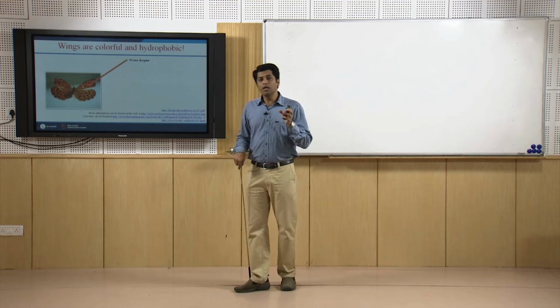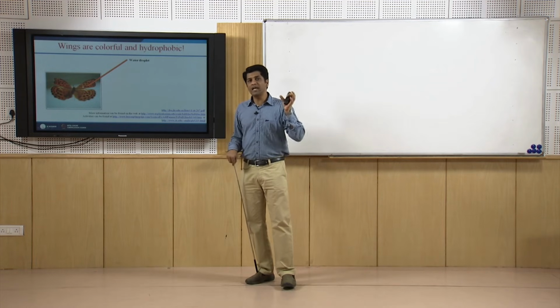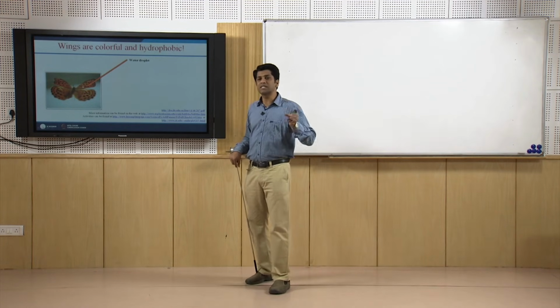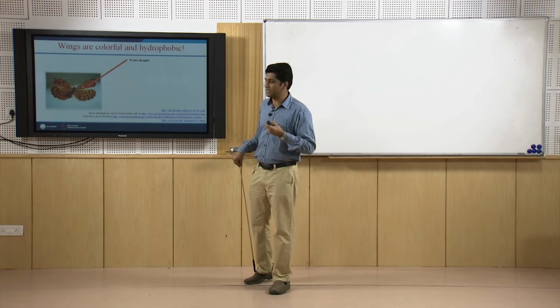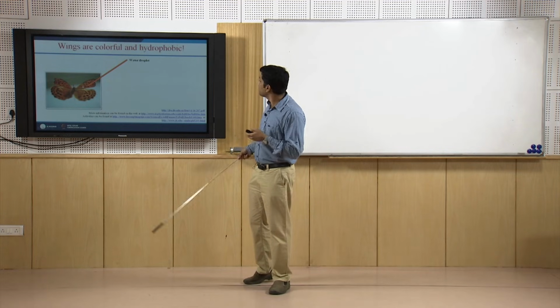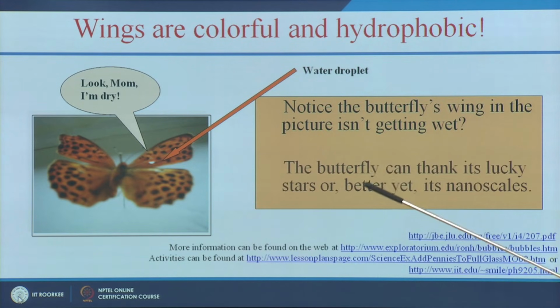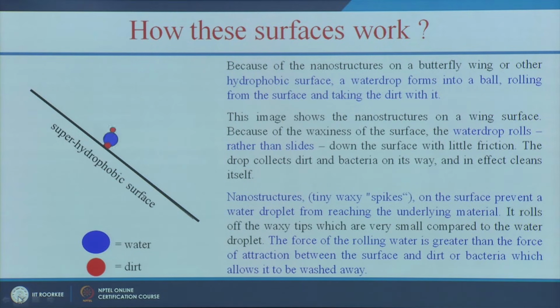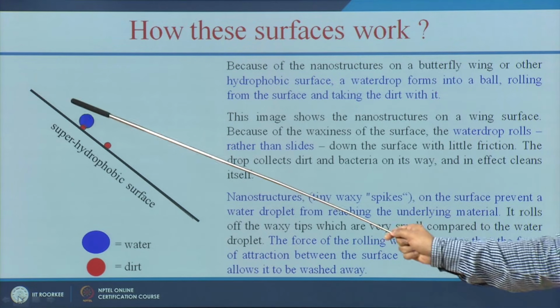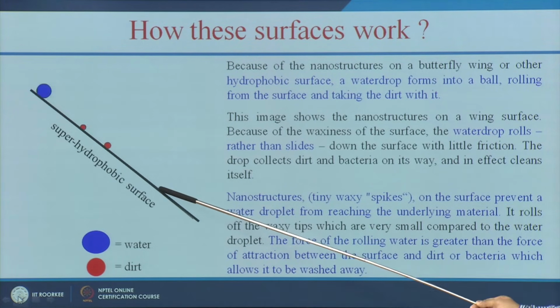And you might have observed that butterflies fly here and there during the rainy season, but they don't get wet. How is it possible? Because the butterfly wings are not only colorful, they have a very good hydrophobic property. So let us see how we can use this hydrophobic property and what is the mechanism of its self cleaning property. If you see the butterfly wings, they have a super hydrophobic surface.